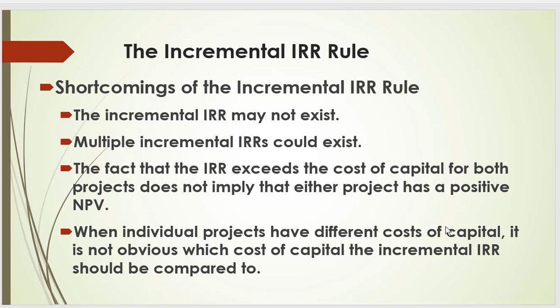Some of the shortcomings with these incremental rules are, first of all, the internal rate of return might not exist. We might end up with multiple IRRs, right? Again, it doesn't necessarily imply that if you follow this incremental rule that the value of the company will go up. And if companies or projects have different costs of capital, it might not be obvious which cost of capital you should be comparing this internal rate of return to. So again, we have many different choices to make. How do we ultimately make those choices?